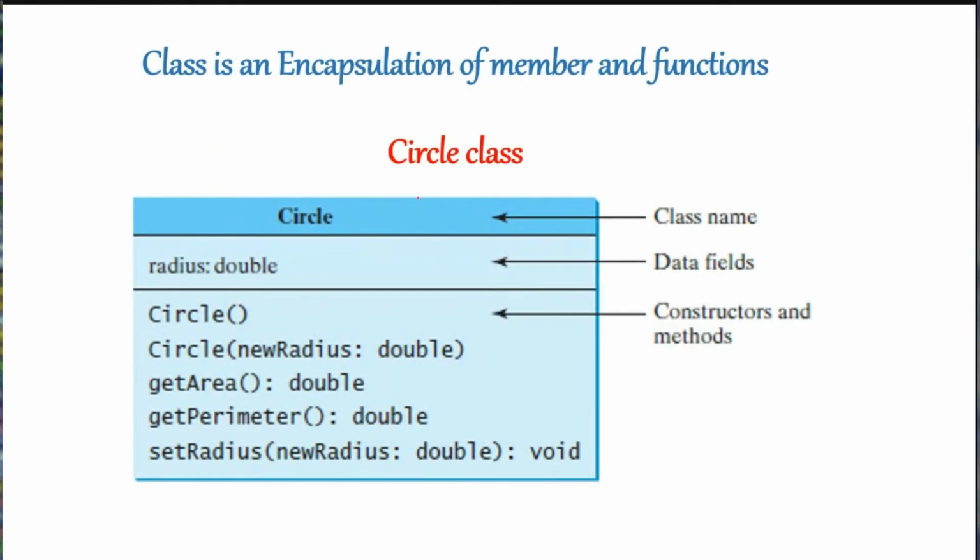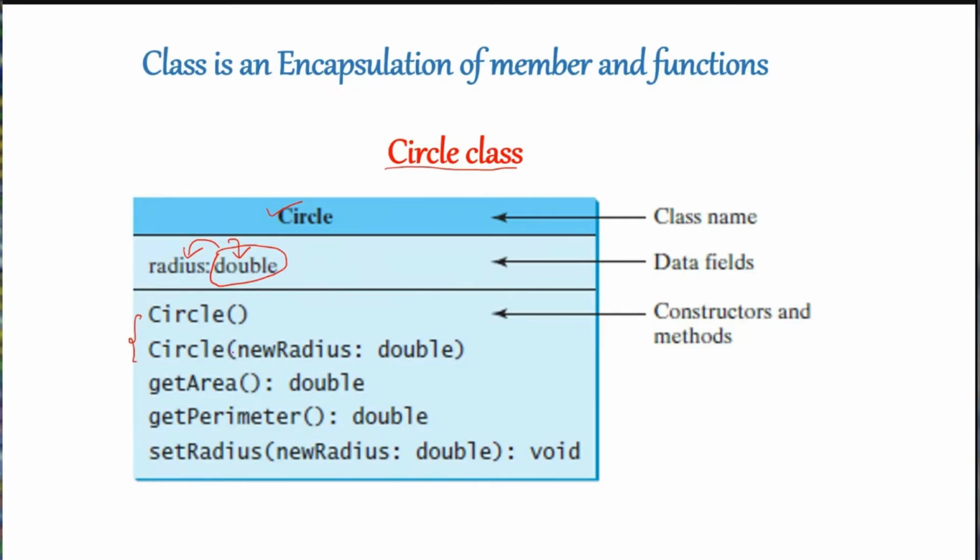Another, different example that we are going to consider is a circle class. What is the name of the class? This is the circle class. And how many members are there? There is only one member, which is radius, double. Its type is double, and the name is radius. Then what about these two functions?